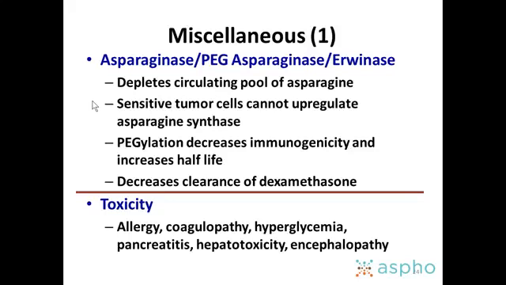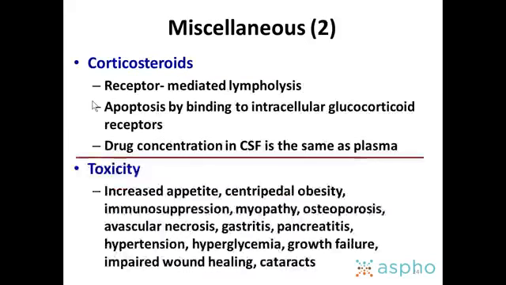And you can have both thrombosis and bleeding, though thrombosis seems to be a much bigger problem compared to bleeding. Hyperglycemia, again, by inhibiting insulin production. Pancreatitis, again, by the enzymatic activity in the pancreas. It can also cause hepatotoxicity and encephalopathy.